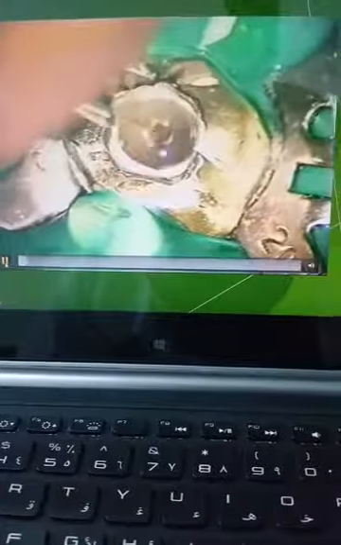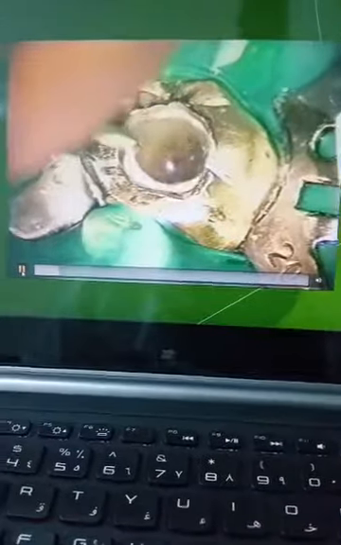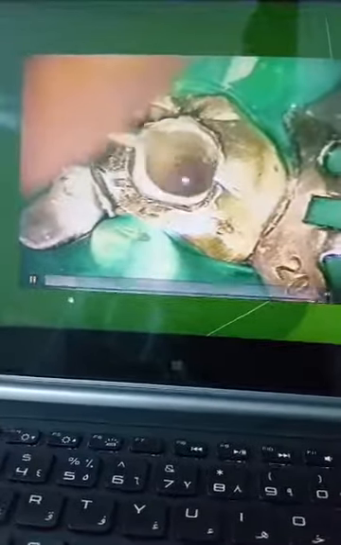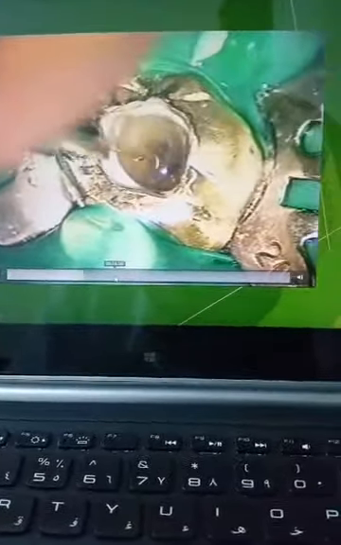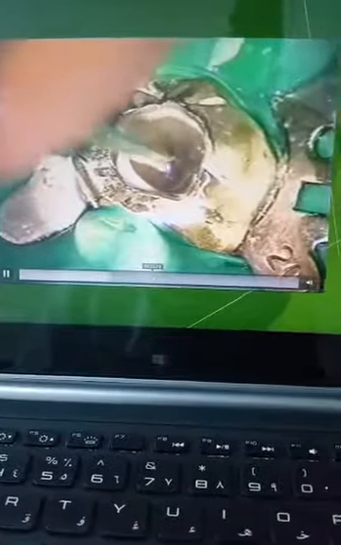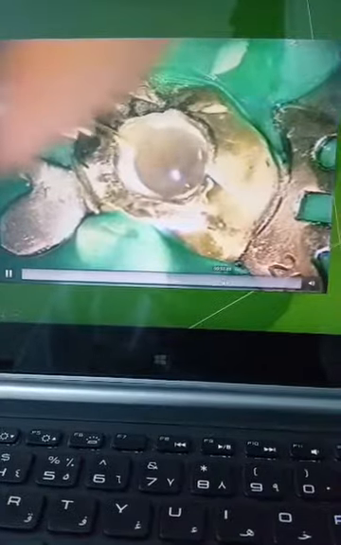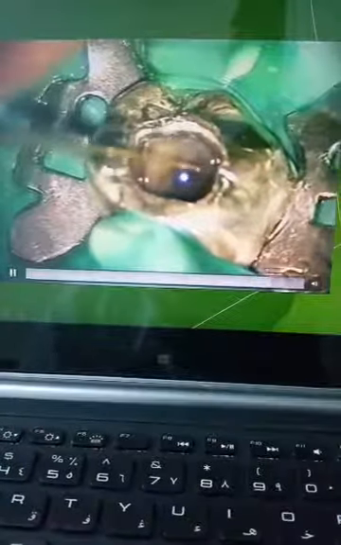We'll go faster just to see the difference. If you combine the chemical agent with laser, it will be much better and give you more disinfection.